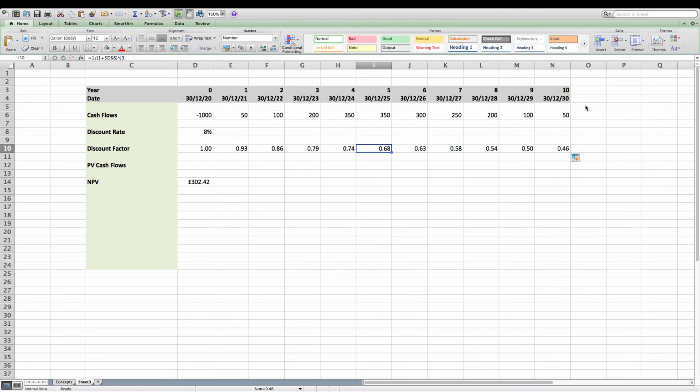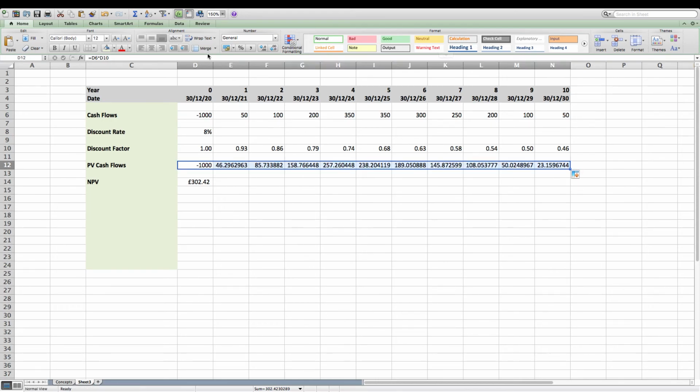because $1 today is worth more than $1 in the future. Now, what we'll do next is that we will multiply each of these stream of cash flows with the discount factor. And this gives us the present value of each of these cash flows.